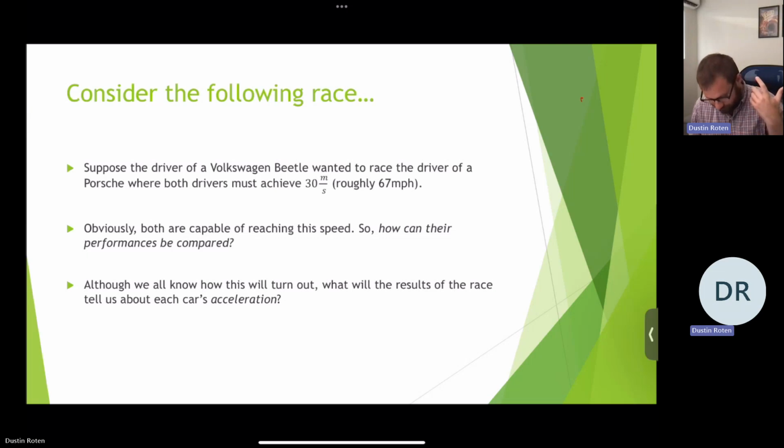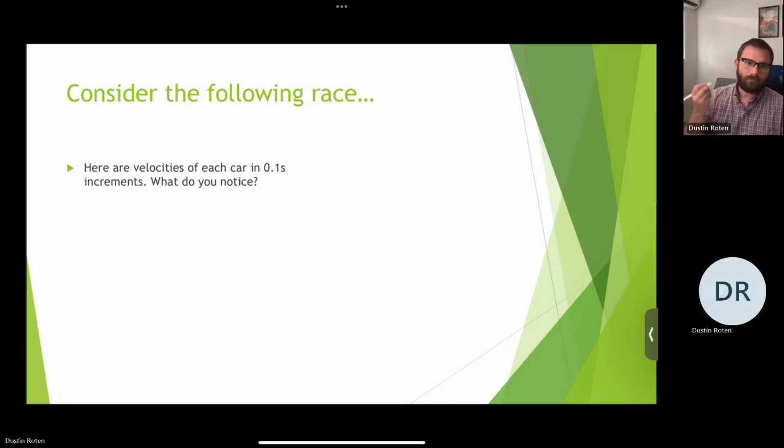Although we know how this is going to turn out, let's go ahead and take a look at this example. To do that, we can look at each car's acceleration. Even though they're both getting to a totally doable speed for both vehicles, the question is how fast can they get to that speed? So let's look at the velocities in tenth of a second increments.